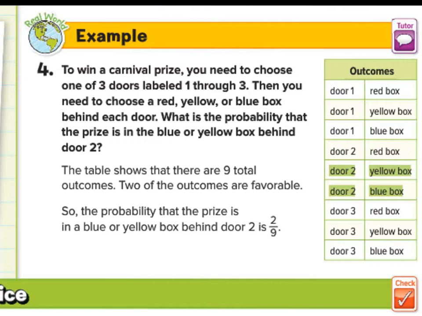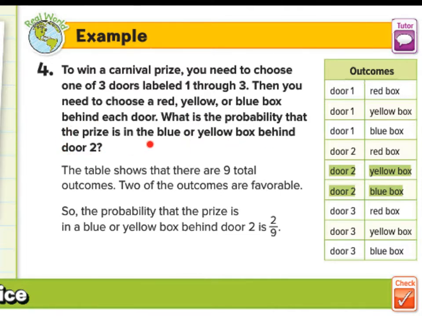And finally, the real world example, example 4. To win a carnival prize, you need to choose one of 3 doors labeled 1 through 3. So you have 3 doors and you pick one. Then you need to choose a red, yellow, or blue box. Once you go through one of those doors, you have a choice between 3 different color boxes. What is the probability that the prize is in the blue or yellow box behind door number 2?